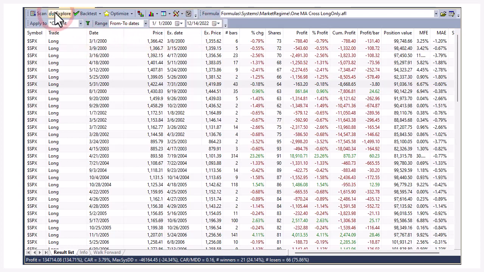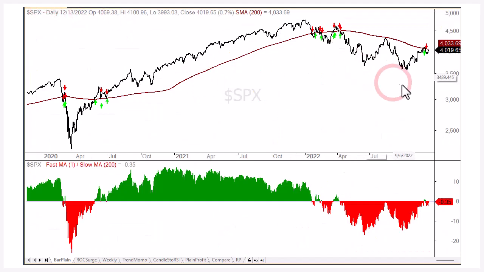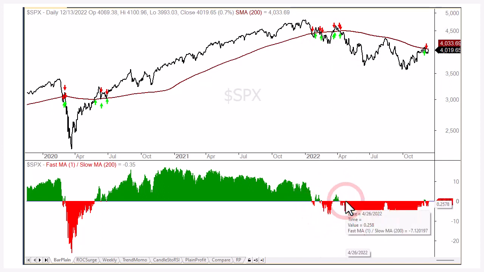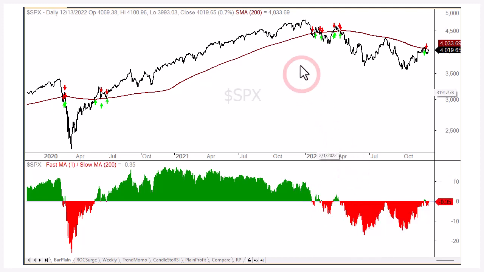If we look at these signals on the price chart, you can see this is just since 2000, with the red arrows showing crosses below and the green arrows showing crosses above. We can see there have been lots of signals, especially in that first part of 2022. Then you look at the bottom window, that's the actual cross above and below the 200-day, and we saw that chart on StockCharts. So let's see how those numbers look.